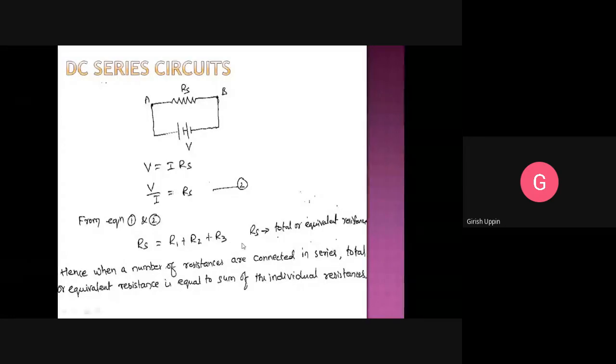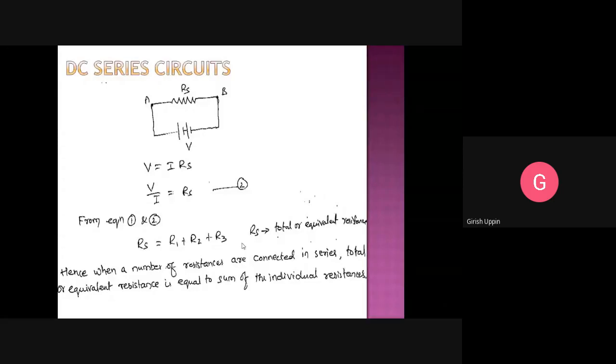So what is the meaning of this? If I have three resistors, let us say for simplicity 20 ohm, 10 ohm and 20 ohm. If I connect them in series across some voltage source, a certain amount of current will flow. If, instead of using these three resistors, I use a single resistor with a value of 20 plus 10 plus 20, that is 50 ohm, it will create the same amount of current.